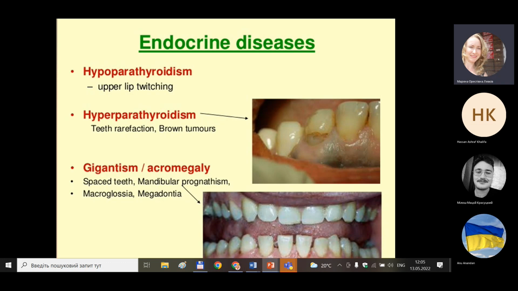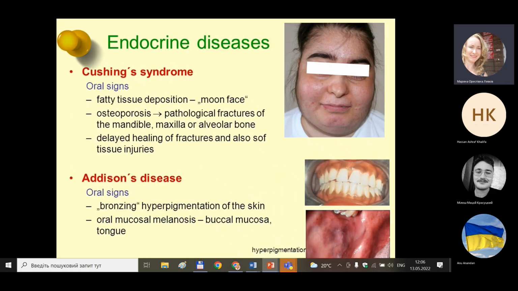Other endocrine diseases such as hypoparathyroidism can be accompanied by upper lip twitching. Hyperparathyroidism is accompanied by TMJ affection and brown tumors on the skin or on the gingiva. Gigantism and acromegaly are manifested with spaces between teeth, mandibular prognathism, macroglossia, and megadontia.